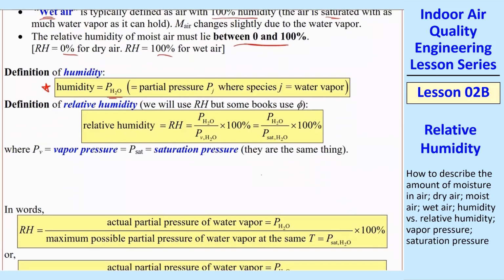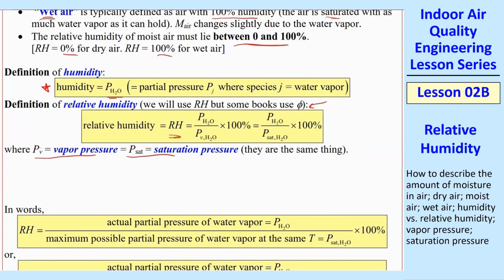And then relative humidity, and by the way, we're going to use RH for convenience. Some books use phi, but there's too many variables to remember what they mean. So RH is easier to remember. Relative humidity is just the partial pressure, pH2O, over the maximum possible partial pressure, which we call either the vapor pressure or the saturation pressure.